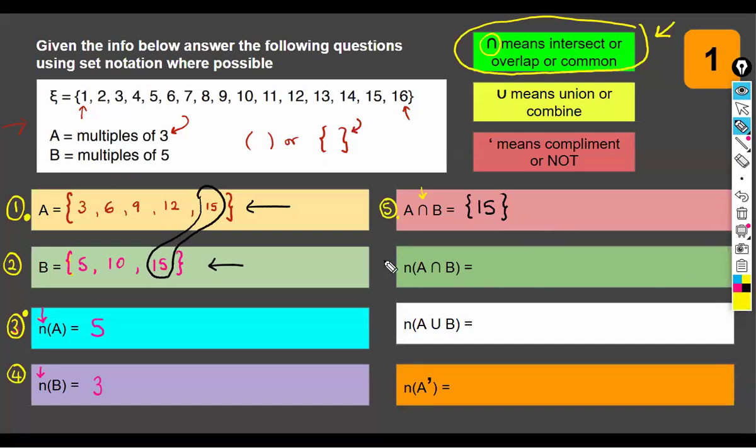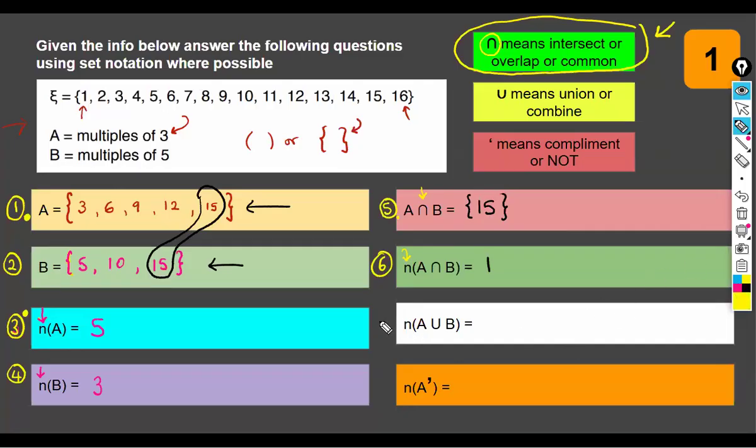Now, what would be the answer for number 6? Number 6 and number 5 look almost the same. Both of them are A intersect B, right? But now it has the letter N on the outside, the annoying N. The annoying N only wants you to count up how many answers we got above. How many things do A and B have in common? And it only has one thing in common. And that's the answer. No commas, no brackets, no nothing, right?